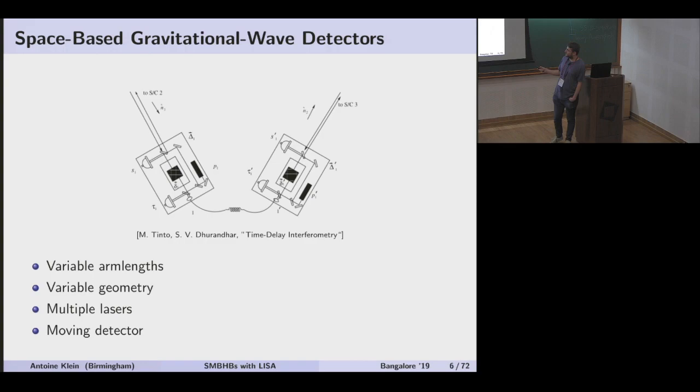So another difference is that the constellation is not a perfect equilateral triangle. The arm lengths vary during the year. They are not equal to each other. The geometry varies, so the opening angle of these two light signals changes slightly during the year as well. You have multiple lasers whose phases you have to recombine. And your detector is moving during your observation, so its response will also depend on time.